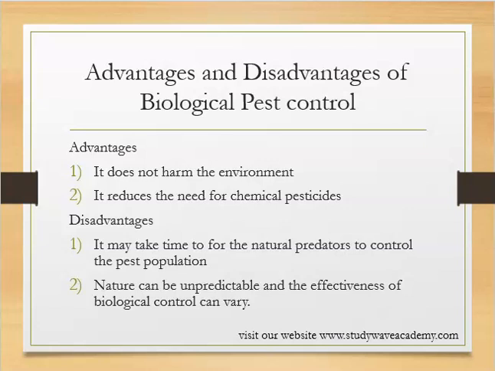It may take time for the natural predators to control the pest population. Since we are depending on nature, we don't know when it will end the pest disturbance. So it might take time, it might not. But if it takes time, it will be affecting your crops, it will be affecting your plants. Nature can be unpredictable and the effectiveness of the biological control can vary. It is possible it won't even help.